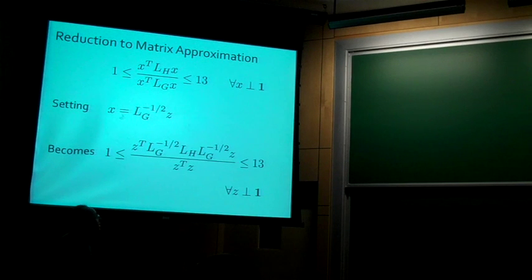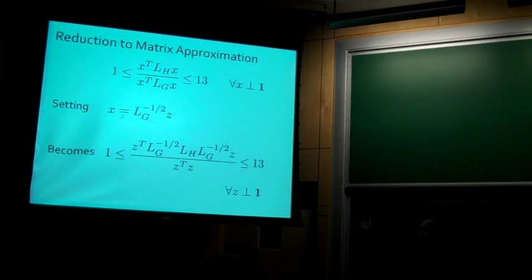It took us a little while to figure that out. So really what we need to show is that for every vector x, the ratio of the quadratic form in H to the quadratic form in G, for the numbers I put on the previous slides, is between 1 and 13. Now that looks like a messy thing to do, but you can simplify it.